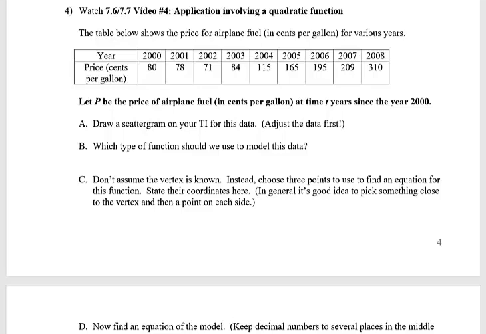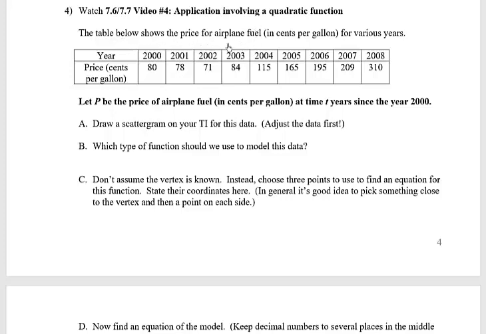This is video number 4 for sections 7.6 and 7.7, application involving a quadratic function. To wrap things up in this lesson, we'll look at a scattergram problem, and this will give us another opportunity to practice that skill we just learned of finding the equation of a parabola from 3 points. Let's take a look at the situation we've got here.